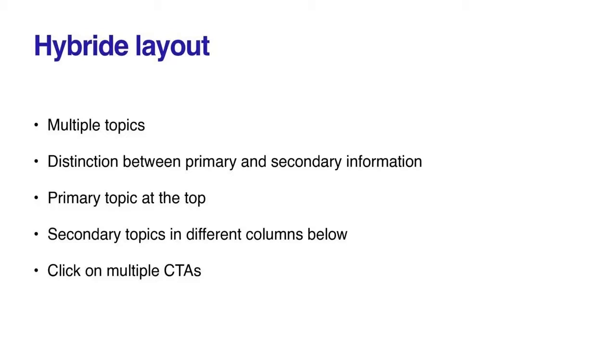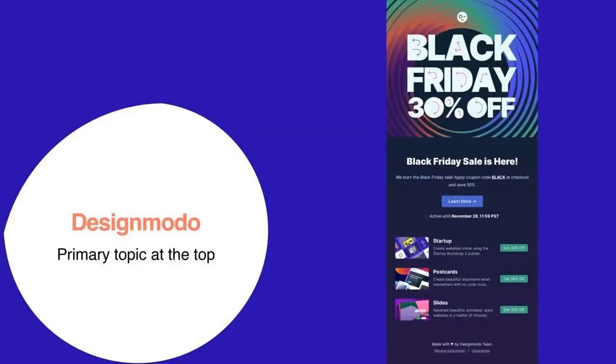Another frequently used structure is the hybrid layout. This is often used if you want to communicate multiple topics. Here, however, you are going to make a distinction between primary and secondary information. So you display your primary topic at the top and the secondary topics are placed in different columns below. This model is ideal for you if you want to get your readers to click on multiple CTAs. And in this example, you can also see that the inverted pyramid method is often used at the top for the primary topic. So here you see the primary topic at the top and the rest is listed below.